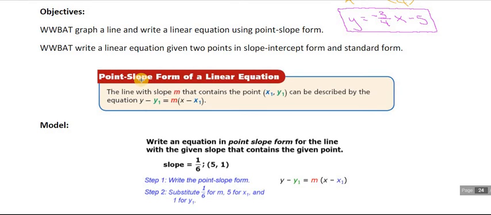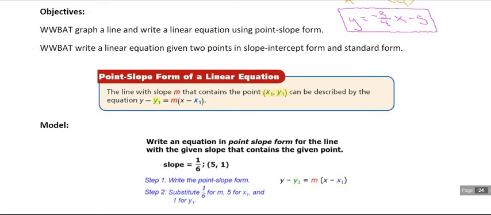Now, point-slope form of a linear equation, because math people are not very creative, it includes a point and a slope. Slope-intercept included a slope and the y-intercept. Okay, so point-slope form, the slope is going to be continuously represented by m, and then the point that we are referring to is this x sub 1 and y sub 1. So it's just going to be a basic ordered pair.